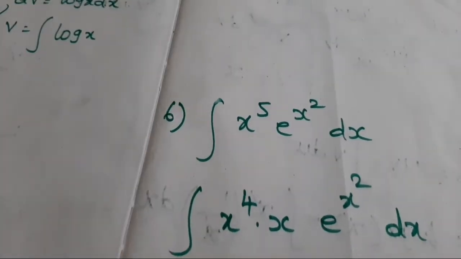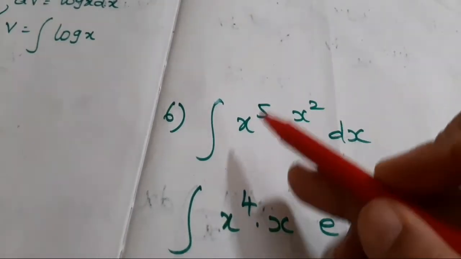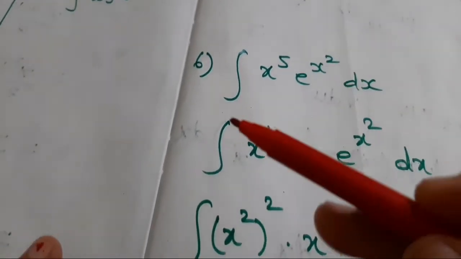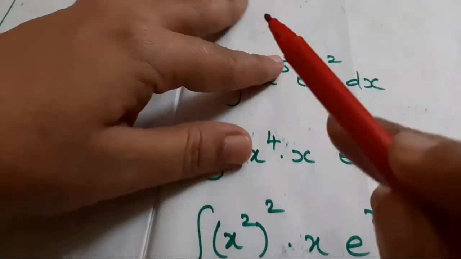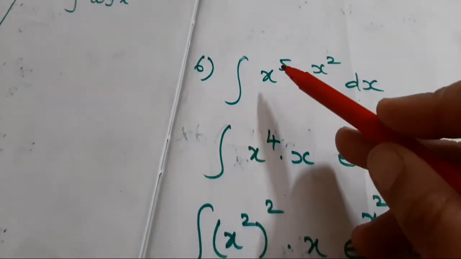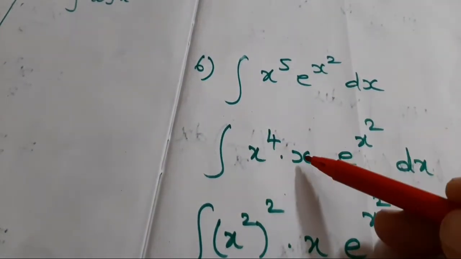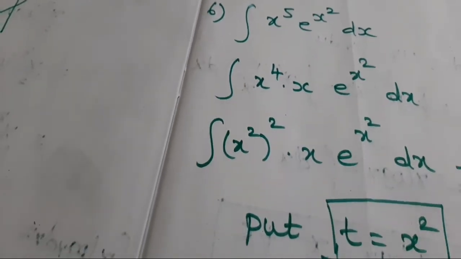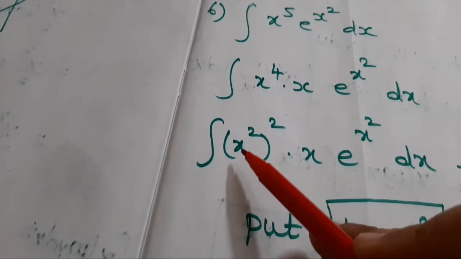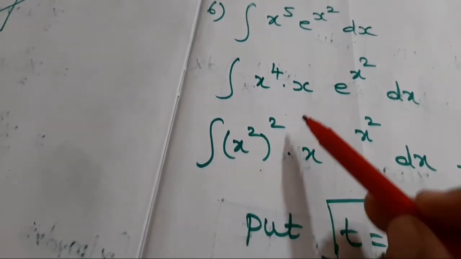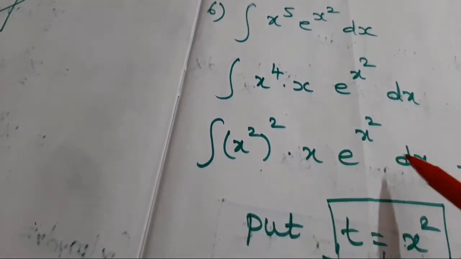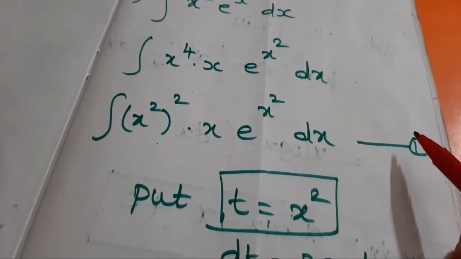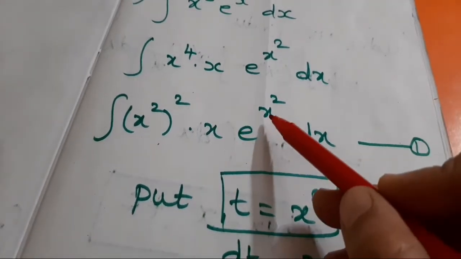Here, the next problem is integral x^5 e^(x^2) dx. For my convenience, I am going to write this x^5 as x^4 into x e^(x^2) dx. Again, this x^4 I can write as (x^2) whole square into x e^(x^2) dx. So, this one I can take as the first equation.